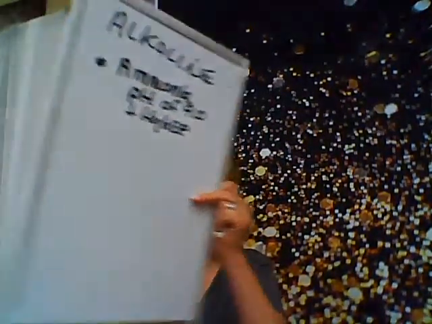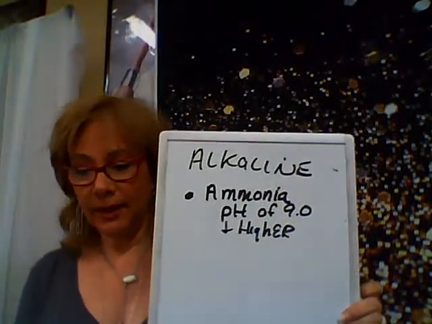We're going to now discuss alkaline. All right, and the alkaline portion of the scale, I want you to put a little dash or dot or 1, whatever you want to do for a number. I want you to put ammonia as a pH of 9.0 and higher. Ammonia has a pH of 9.0 and higher.